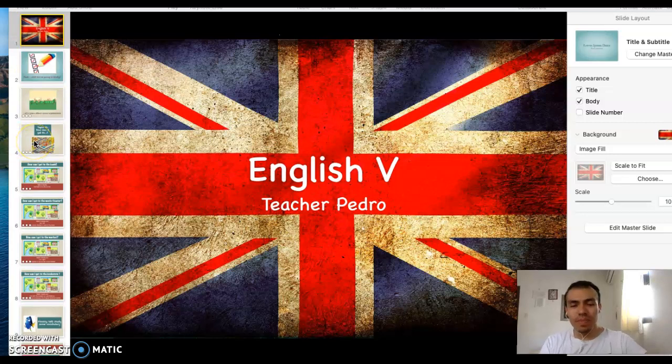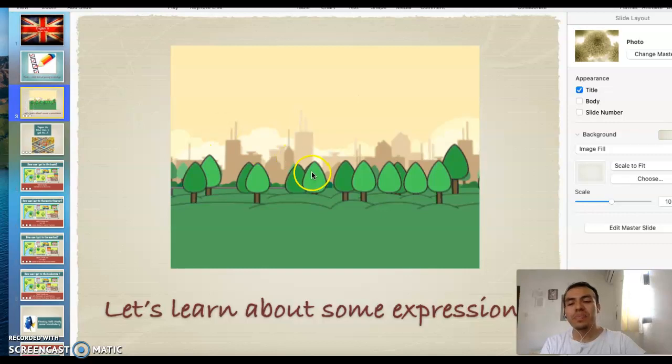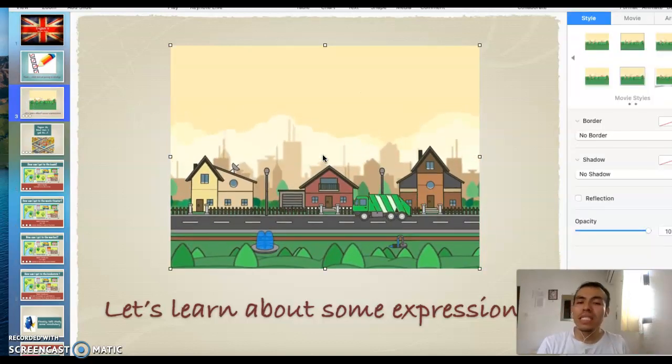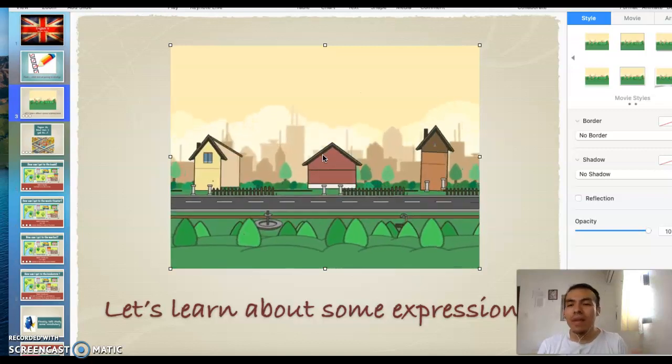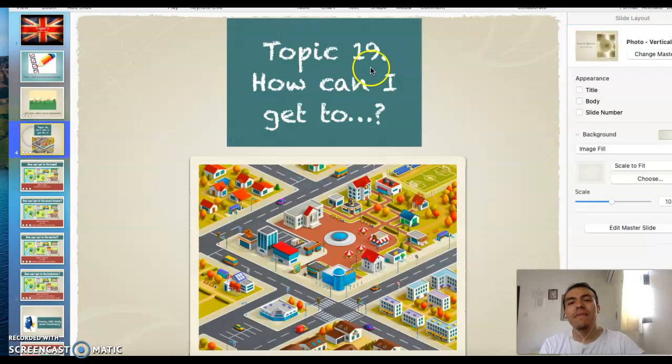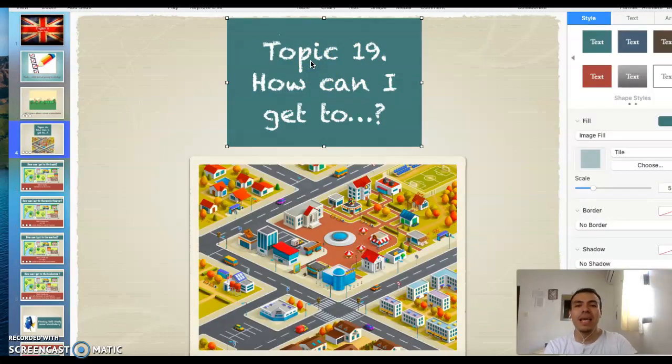And let's start with the topic and let's learn about some expressions to give directions. Okay? And for the topic of today, we have topic 19. How can I get to? Let's repeat. How can I get to?